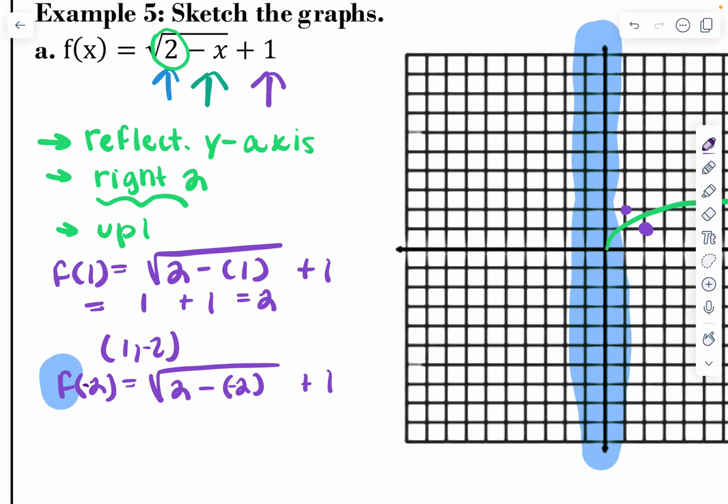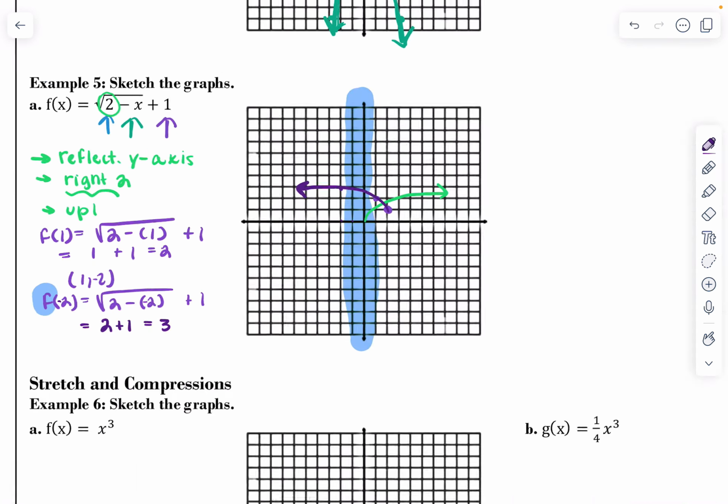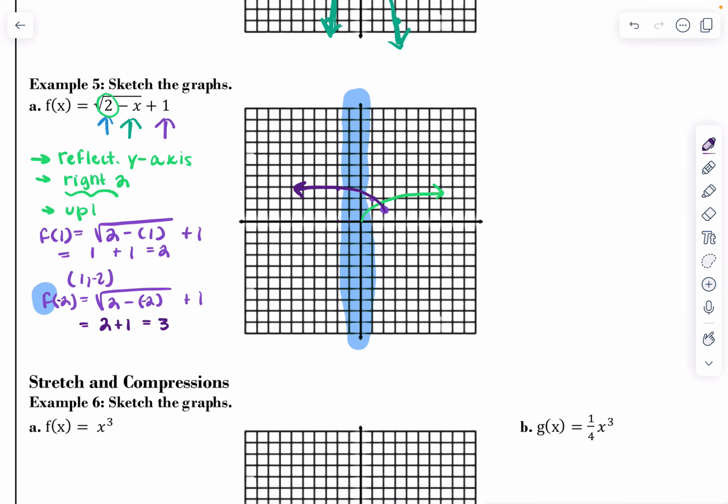So 2 minus a negative 2 is going to be 2 plus 2, which is 4. And so we're going to have the square root of 4, which is 2, plus 1, which equals 3. Okay, so then we're going to be at negative 2. So we go over 1, 2, and we go up 1, 2, 3. And then we have 3 points, so we can roughly sketch our radical function. And that's it. That is the square root of 2 minus x, plus 1.